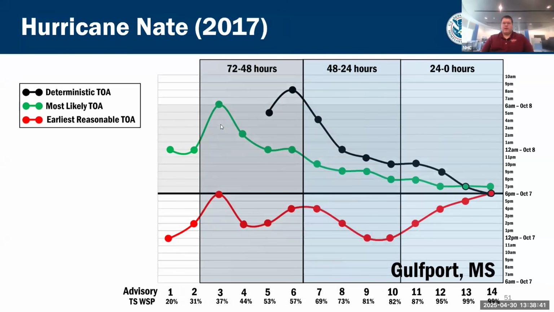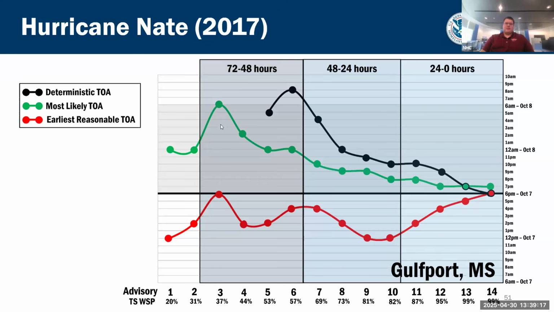And another one, Hurricane Nate, another system that began to slow. You can see here that the most likely was often too far in the future for really the entire 3 day period, for every advisory. It was always a little early. It didn't begin to get closer to the actual time until about 24 to 36 hours before. Using the earliest reasonable, while it was closer to that 6 p.m. time frame in the afternoon, it always did keep you prepared early enough for those tropical storm force winds.